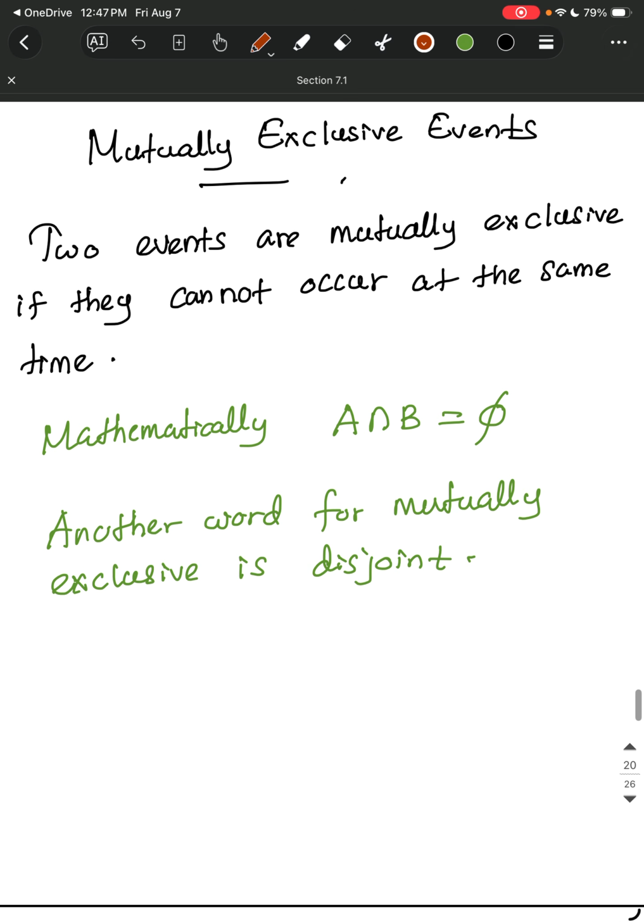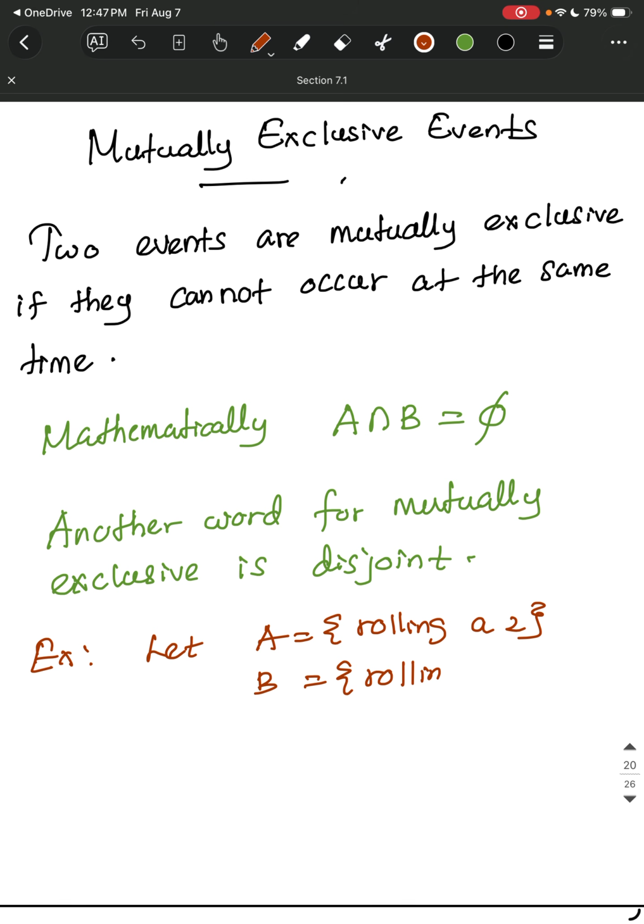Let event A be rolling number 2. Event B, rolling number 5. Can a single die show both 2 and 5 at the same time? No. Therefore, the events are mutually exclusive.